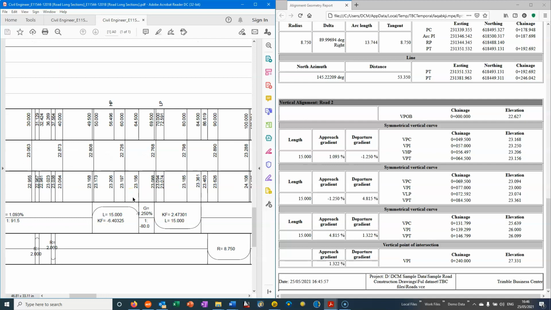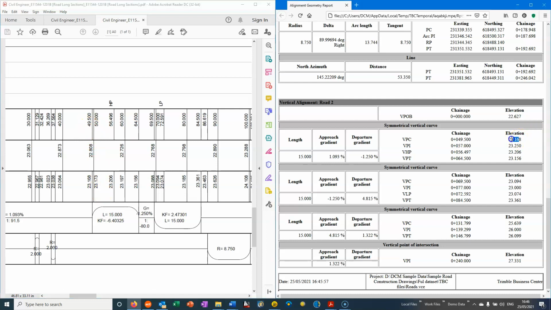So if I just zoom into the drawing here, I can see that the start point chainage of this first vertical curve is 49.5. The elevation is 23.168. That's fine. We then have the high point on the vertical curve at chainage 56.497. And again, within 1 millimeter there. And the level there is spot on to the millimeter. And then we have the end point of that at 64.5, which again corresponds there, and the level is spot on.